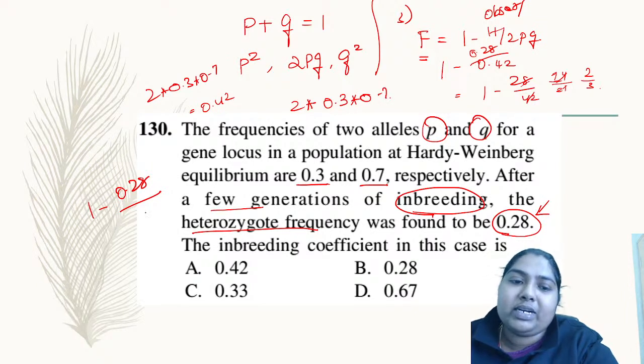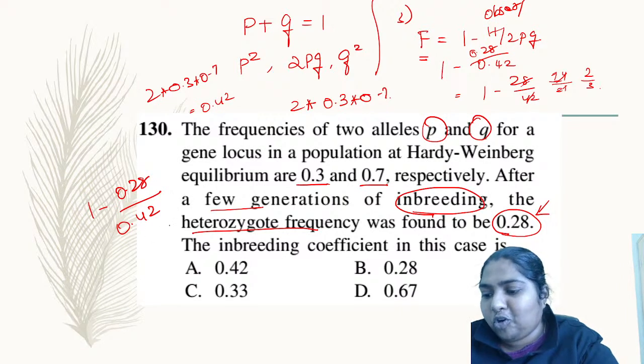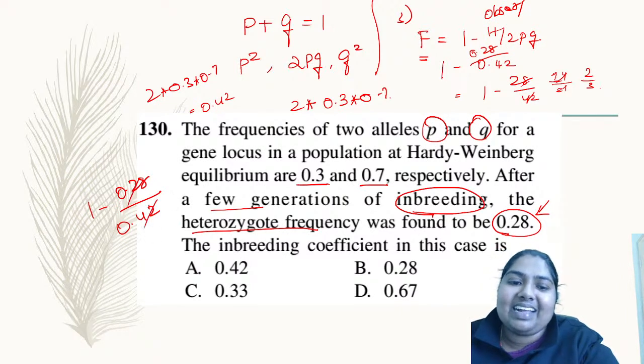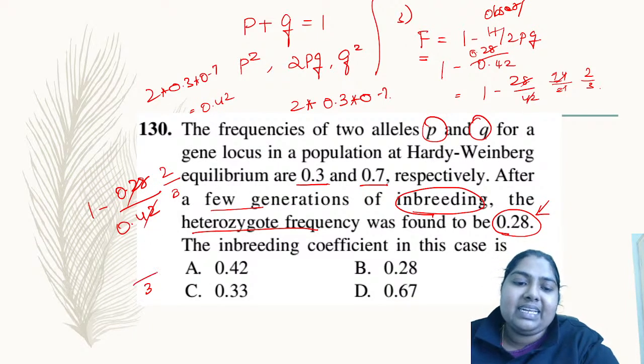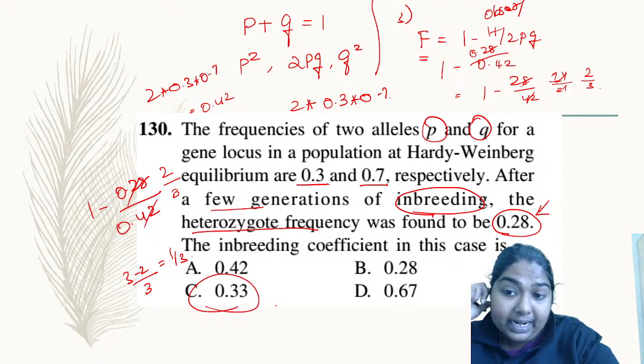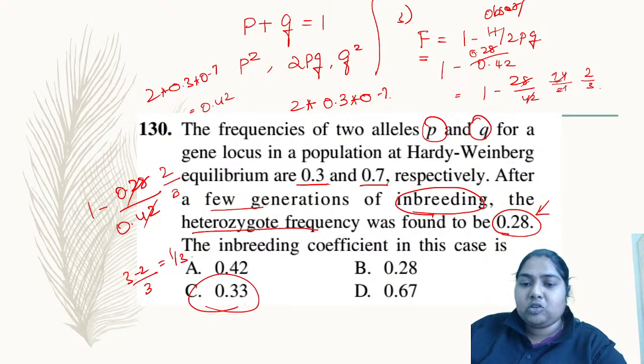So 21 into 2 it is 42. So it is 0.28 by 0.42. That is nothing but 2 by 3. So it is going to be 1 minus 2 by 3, which becomes 3 minus 2 over 3, so 1 by 3. 1 by 3 is 0.33. Got it, everybody? You want me to redo this problem?